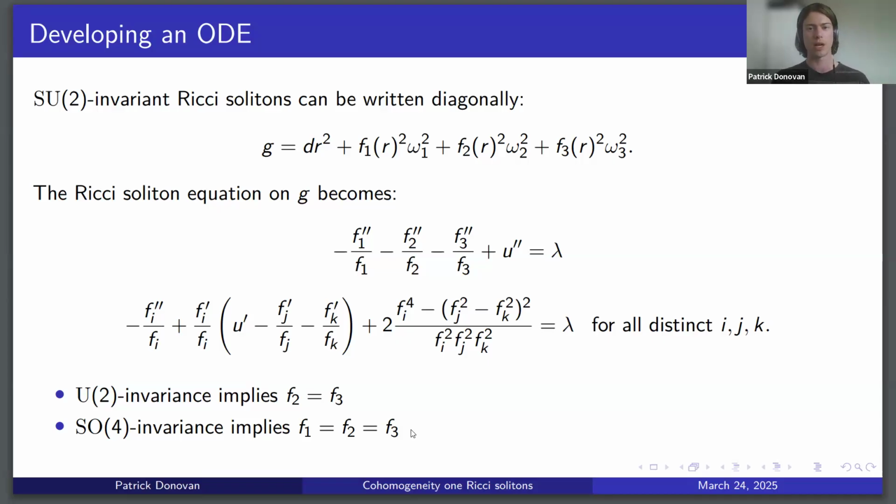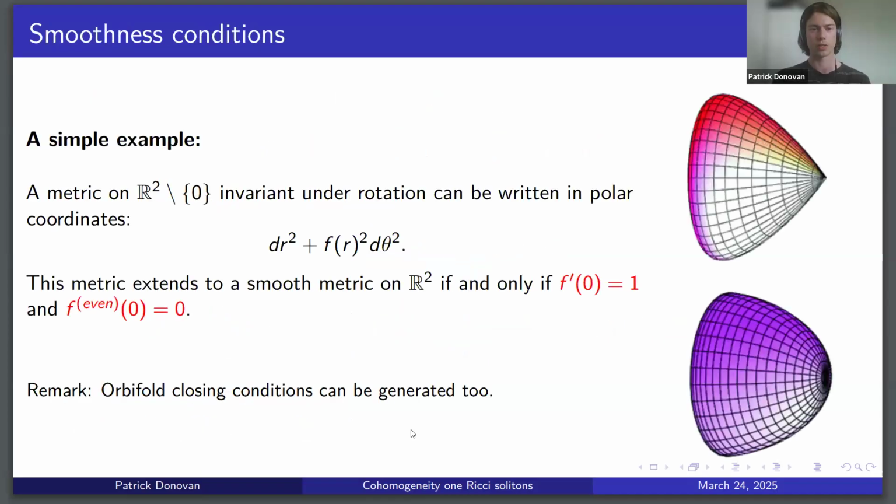You would expect these to be understood, but what is really difficult for this is the smoothness conditions. So let's start with a simple example. If I have a metric on R2 that's invariant under rotation, well, then writing it in polar coordinates is kind of the correct thing to do. We write it like this. If my function away from the origin is smooth, great. I've got a smooth metric everywhere apart from at the origin. How do I ensure it's smooth at the origin as well?